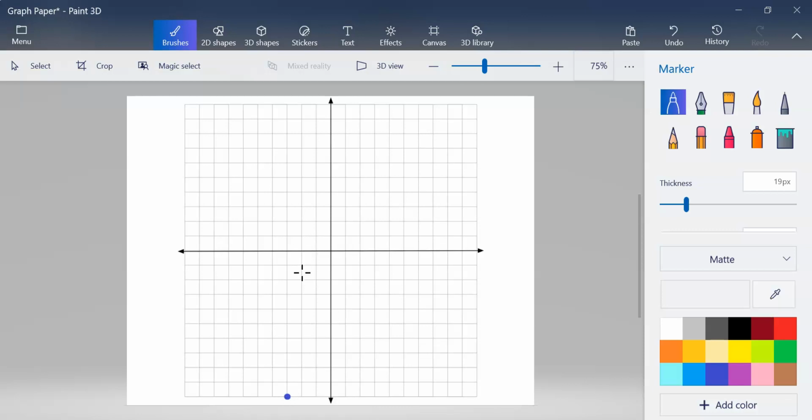-2, -7 is right there. 0, -1, we go right there. 3, 8 is right here. And 4, 11, well, if you go out 4 to the right, 11 is actually off our charts.